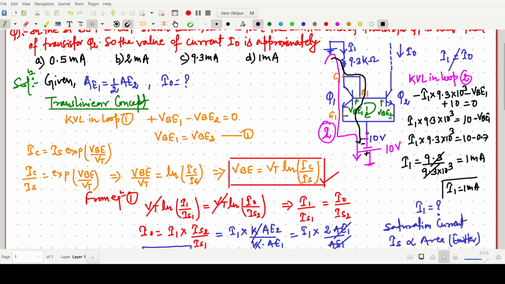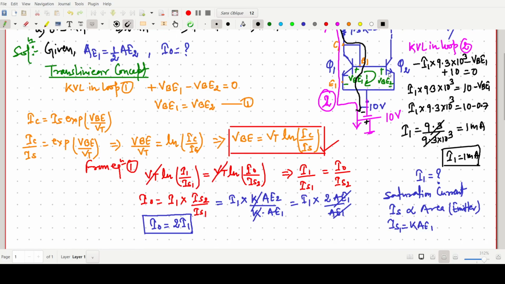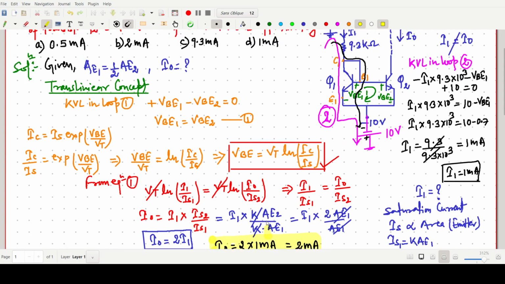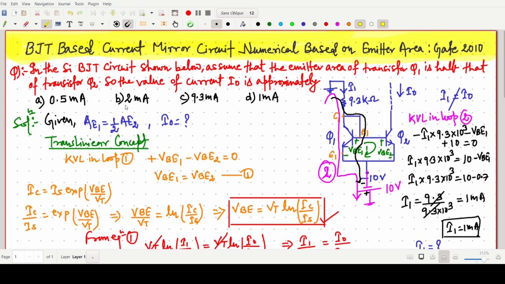Now one can say I1 is 1 milliampere, so I naught will be 1 milliampere? No, because the emitter area is changed, so the emitter area will change this I naught current. So now we have the relationship between I naught and I1. I1 is nothing but simply 1 milliampere, so the I naught value will be twice into 1 milliampere. So it should be 2 milliampere. So we can say the final answer is 2 milliampere. Is it okay? So our answer for this question will be 2 milliampere.